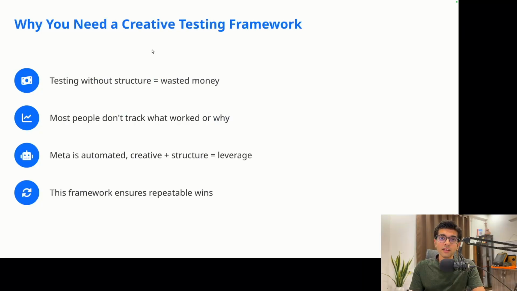Why do you need creative testing in the first place? Well, you must have heard everywhere that creative is the new targeting. Without creative, you can't run Meta ads anymore. But at the same time, these creatives need to go in a very structured format. If you don't put them in a structured format, then you are essentially wasting money.